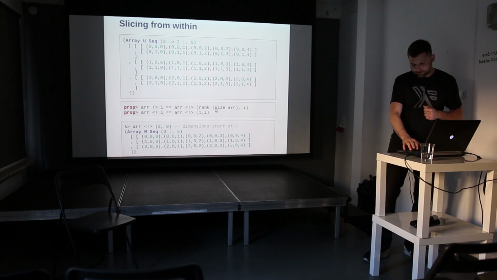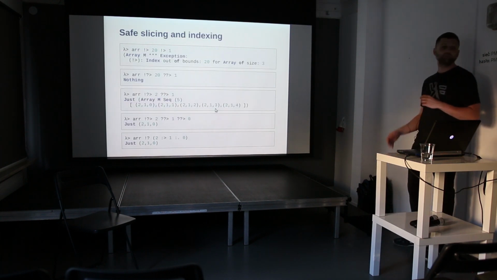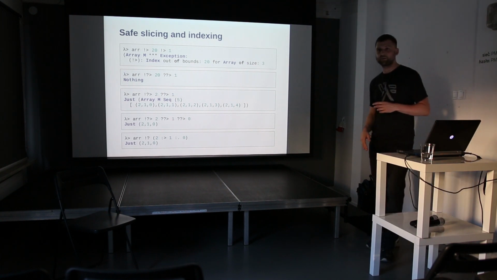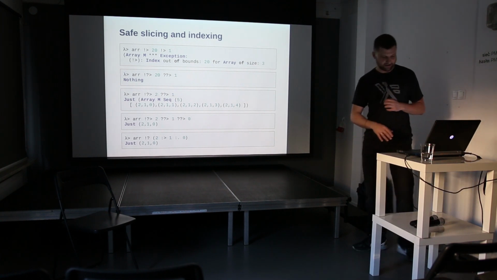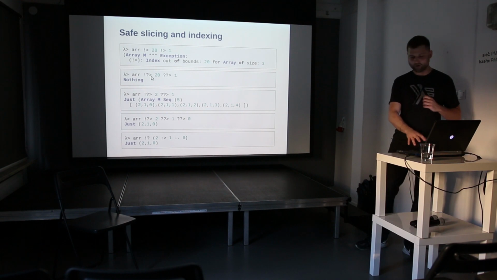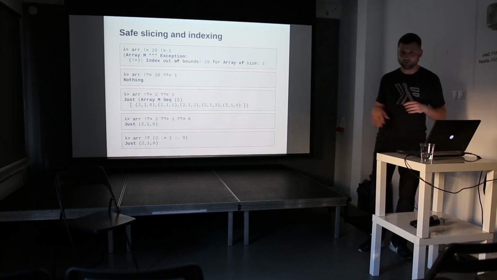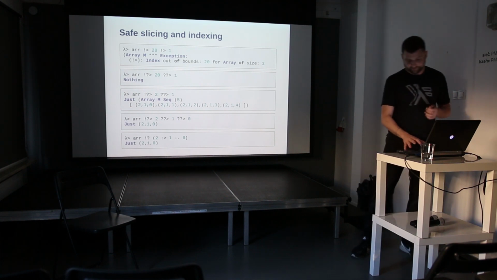Here's the slice, and slicing and indexing is partial. Whenever we slice out of bounds, we get an error. We hate partial functions in Haskell. That's why we have functions that can do safe slicing. They do bounds checking and return Nothing if it's incorrect. That's what the question mark will stand for. Well, maybe.